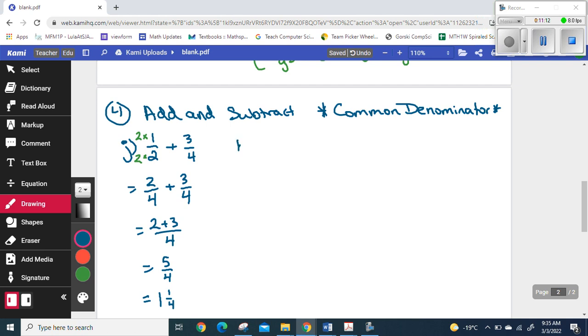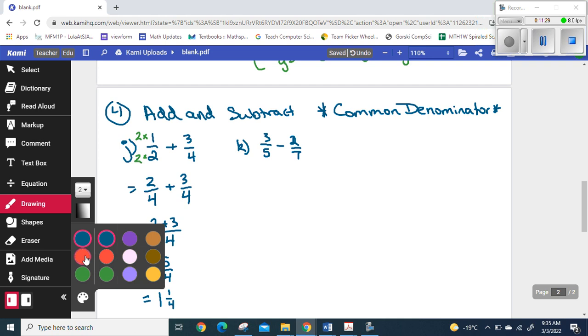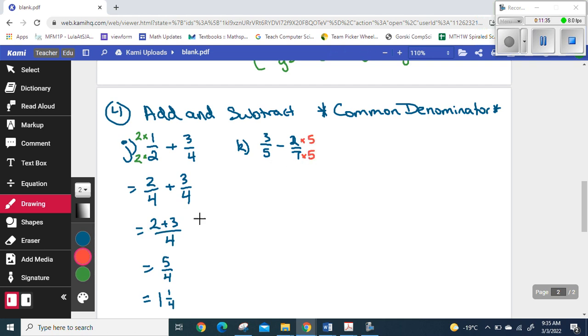J, K. What about if I have something like 3/5 minus 2/7? Sure. This time there's nothing in common between the 7 and the 5. So if this is a 5, I have to multiply the other one, top and bottom, by 5. And if this is a 7, I have to multiply top and bottom on the other one by 7. 7 times 3 is 21, 7 times 5 is 35, minus 2 times 5 is 10, and 7 times 5 is 35. Now I have my common denominator.